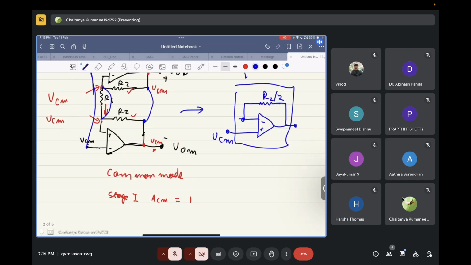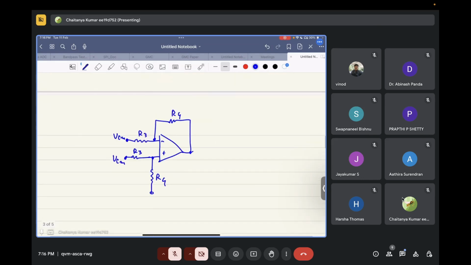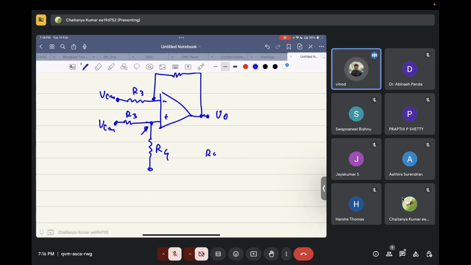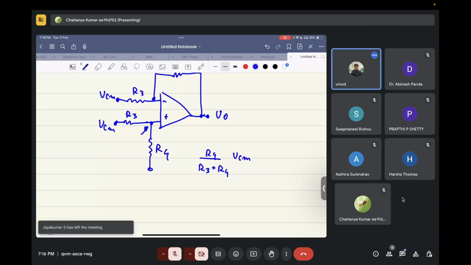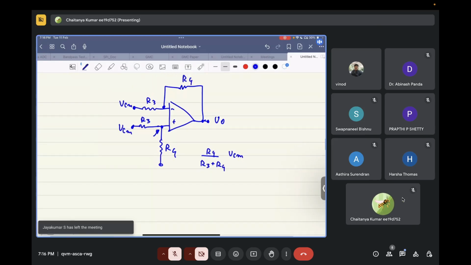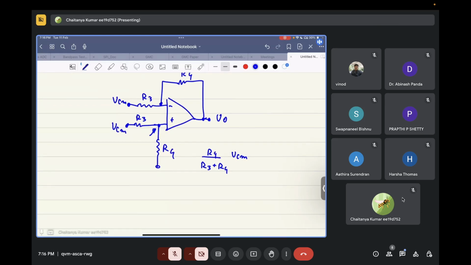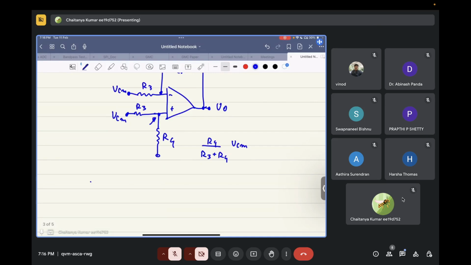We saw it from the analysis of stage one, correct? Let's say this is output voltage Vout. What is this node? This is equal to R4 into VCM, divided by R4 plus R3. The common mode gain of this is zero. And how do you conclude that? So basically, this comes out to be this, and we see.